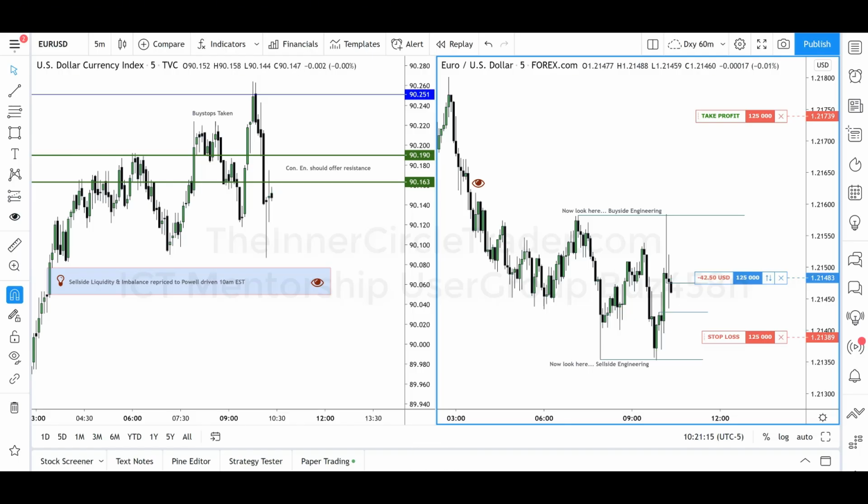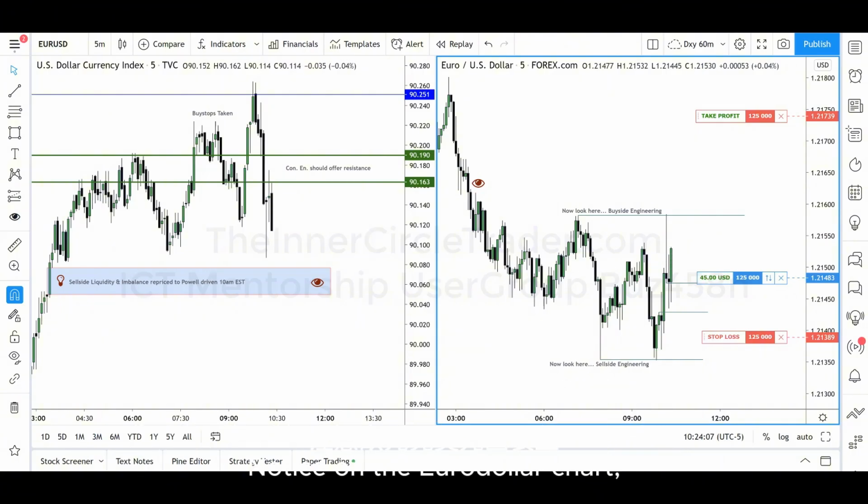All right, study that consequent encroachment on that dollar index. Look how handsome that is. That's right out of what I've been teaching you. All right, so the dollar should start to fall out of bed in here, and euro dollar should start to increase and trade up into those relative equal highs.